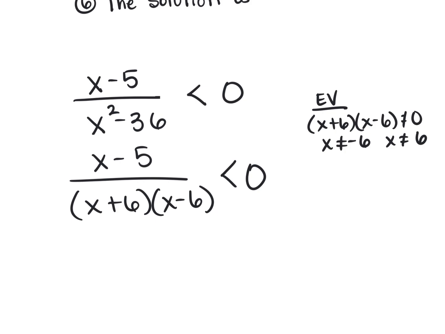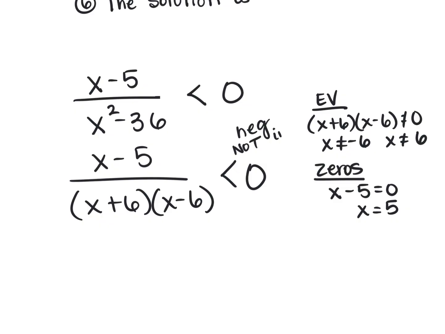All right, so now we're going to find our zeros. Remember from rational expressions that zeros are anywhere the numerator is equal to 0, so that's going to be at x equals 5. We don't have any holes with this, so we don't have to worry about that. Now we're ready to make our two decisions. The first decision is that it's less than 0, so we're looking for negatives on our number line. Then it doesn't have the line under it, so we do not include the zeros.